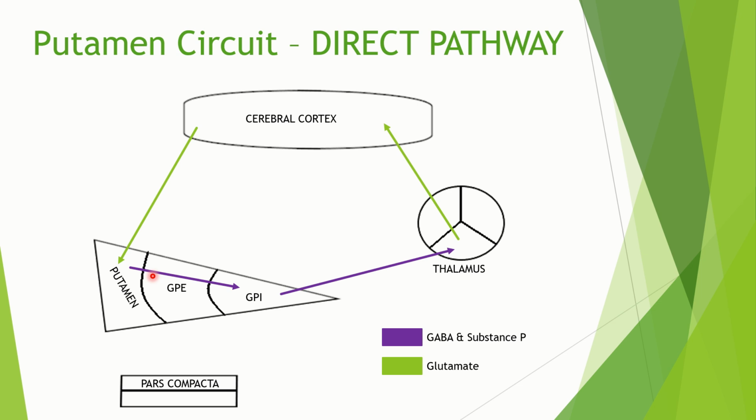Next, you have fibers coming from the globus pallidus to the thalamus, known as the pallidothalamic fibers. These fibers are also inhibitory fibers, releasing GABA and substance P. And last but by no means least, you have the fibers that reconnect the circuit to the cerebral cortex from the thalamus, known as the thalamocortical fibers. These fibers are glutaminergic, just like the corticostriatal fibers. So what is the neurotransmitter released? That's right, glutamate.